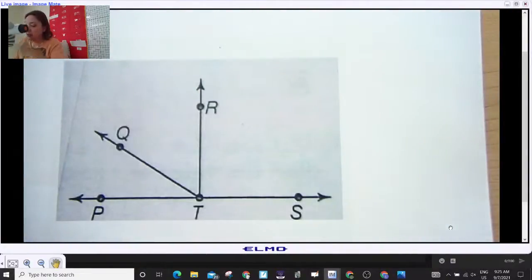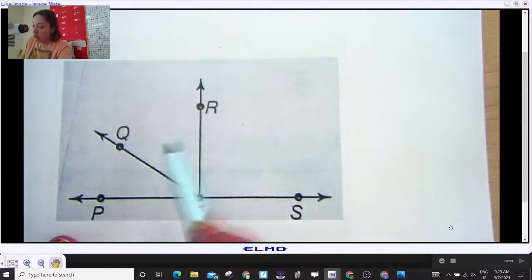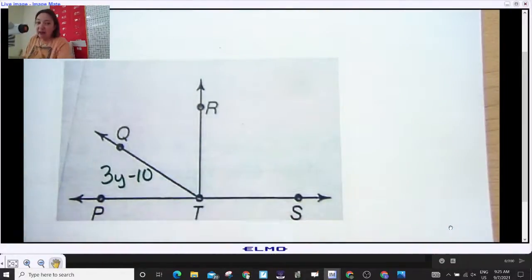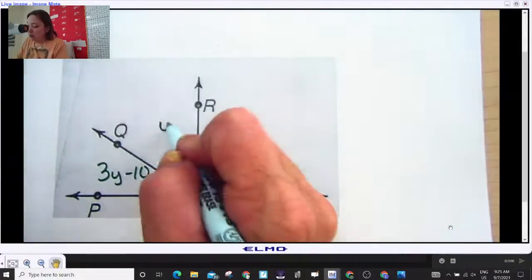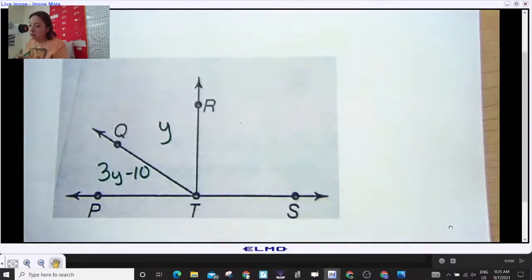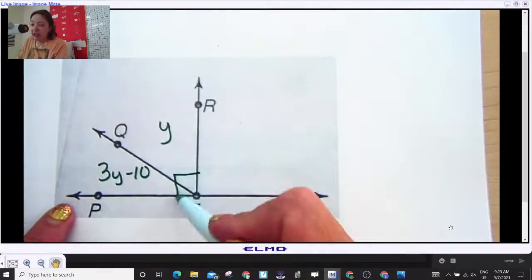Okay? All right, our next question says, if PTQ is 3y minus 10, y'all see how I'm labeling in there? If you have more than one problem with the same diagram, you may need to redraw your diagram. I went and made copies of it so I'd have plenty, so I wouldn't have to draw it over and over. But if you have more than one that has the same diagram but uses different numbers, you may have to redraw. Okay. QTR is y. It says find the value of y so that PTR is a right angle.